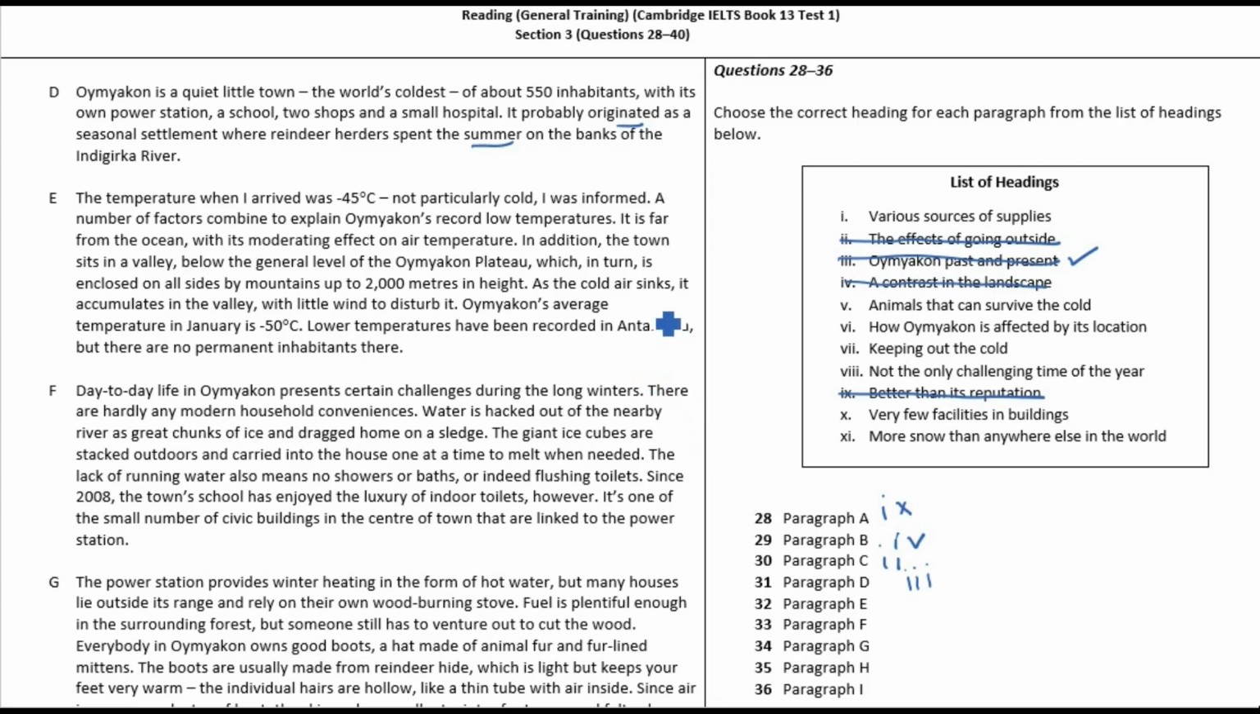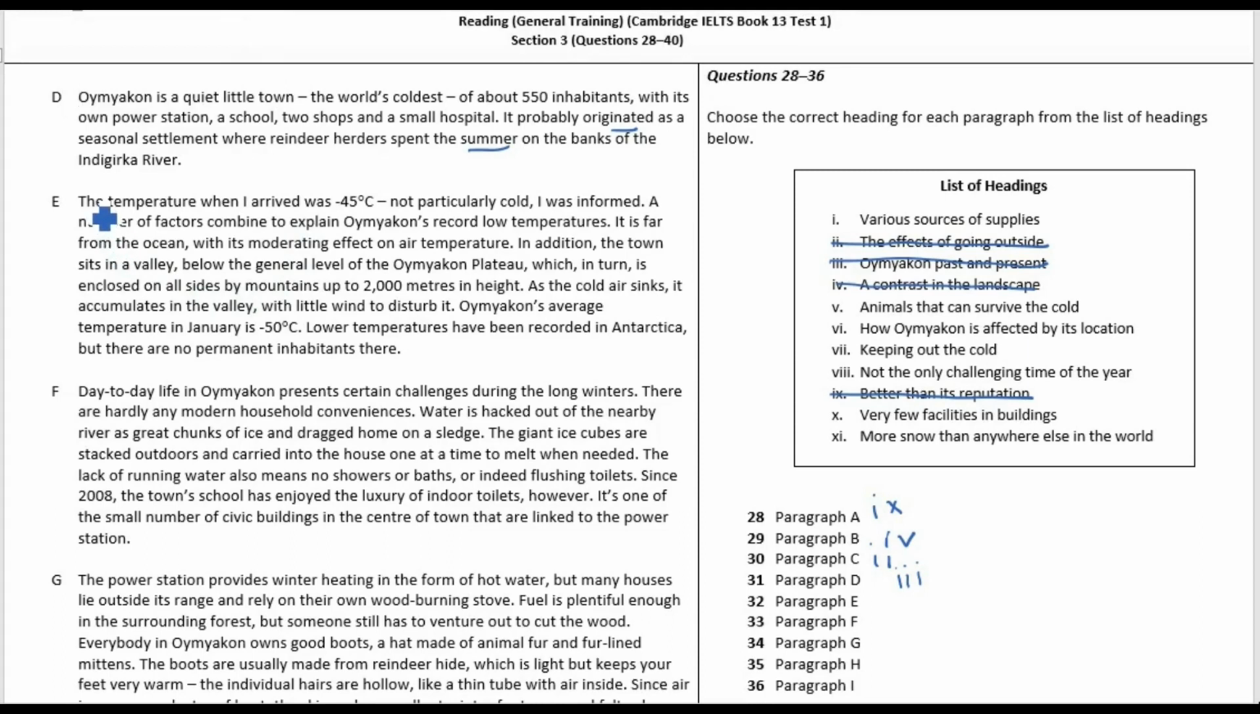We start reading paragraph E now. The temperature when I arrived was minus 45 degrees, not particularly cold. A number of factors combine to explain the record low temperatures. This immediately reminds me of the fill in the blanks. It talks about why the place is cold, and number of factors is basically the reasons why it is cold. I'll keep this in mind because this is where I'll most probably find the answers to my fill in the blanks. It is far from the ocean.